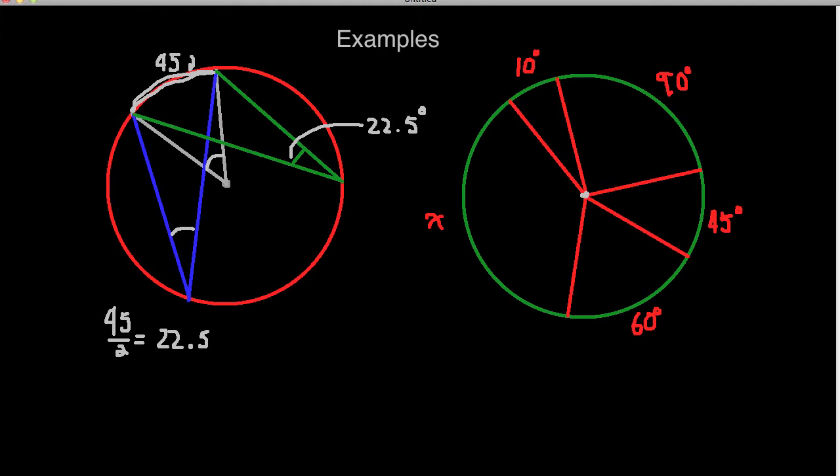And if we look at this inscribed angle right here, this inscribed angle on the same arc is 22.5 degrees. So any inscribed angle that includes the same arc is going to be 22.5 degrees.